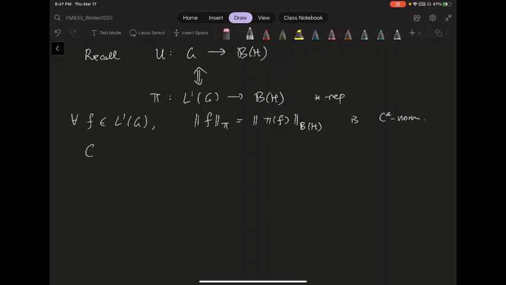So what we can do is build a C star algebra this way. Let's define C star pi of G to be the image of the L1 space under my star representation, and I just take the norm closure, thinking about it as a subalgebra inside B of H. It's clearly a subalgebra closed under the adjoint as well. So that's going to be a C star algebra for this one particular representation.